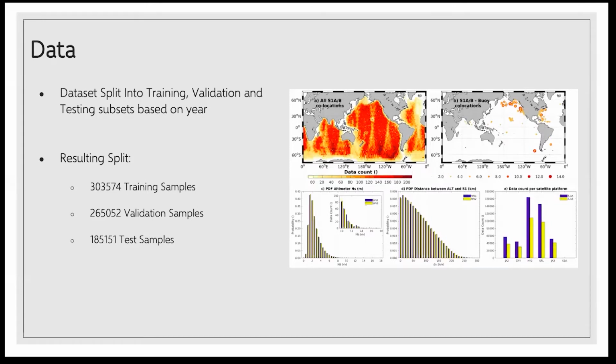The reason why we have 3 different subsets is because we utilize a portion for training. We also utilize a portion for validation. So this is used for model selection, early stopping, learning rate annealing that I'll go through later. And then the testing subset is purely used for evaluating all of the models at the end so that we can compare them. So the resulting split is roughly 303,000 training samples, 265,000 validation samples, and 185,000 test samples.